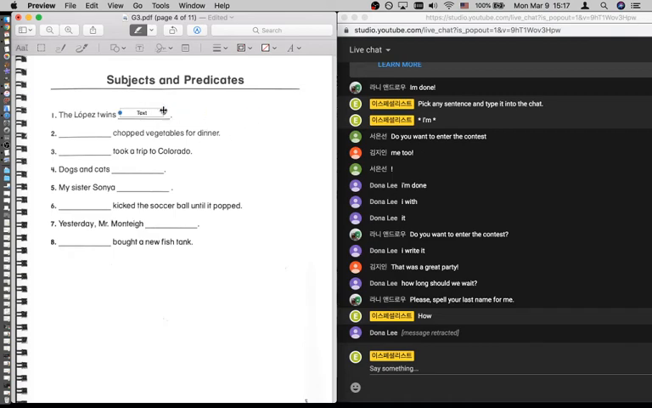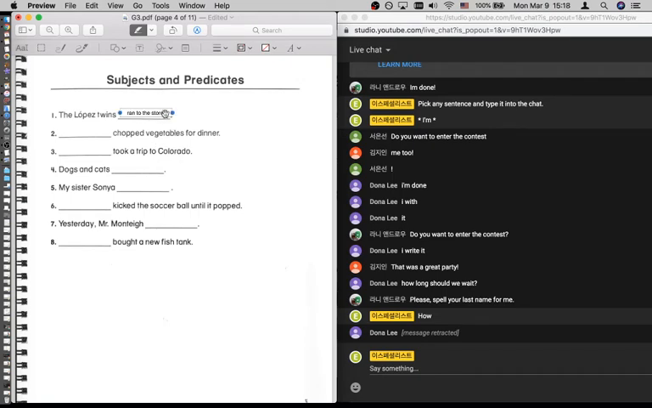Okay. The Lopez twins. We can just say one simple predicate. This could be like the Lopez twins. What's something they did? Easy word. The Lopez twins ran. This is a simple predicate. We don't want that. We want a complex predicate. Okay. So we could say ran to the store. Right? There's a longer, complex predicate.